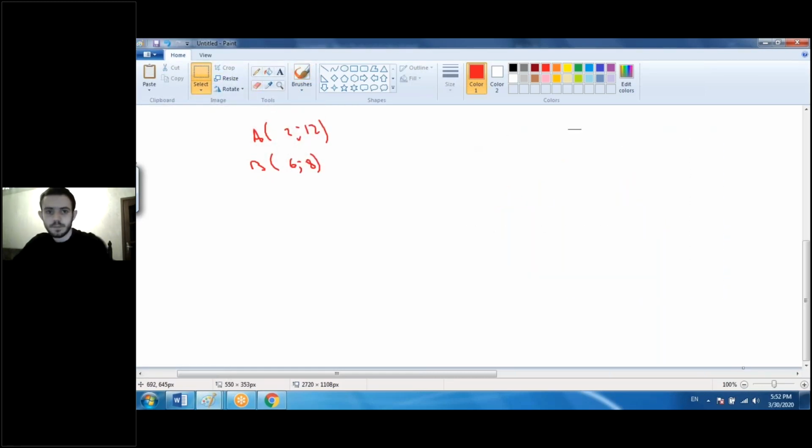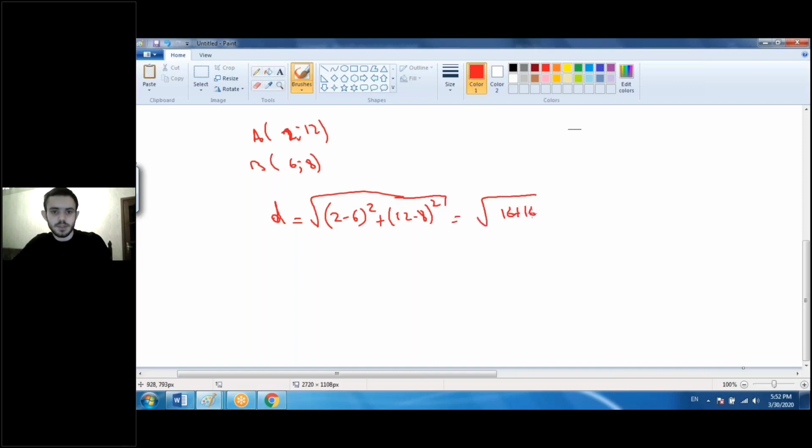So let's try to find distance between these 2 points using the formula D, 2 minus 6 squared plus 12 minus 8 squared equals 16 plus 16, which is root of 32, which can be simplified into 4 root of 2. Now, the question is, find the circumference of the circle. C equals 2 pi r, or 2r gives you the diameter, pi d.